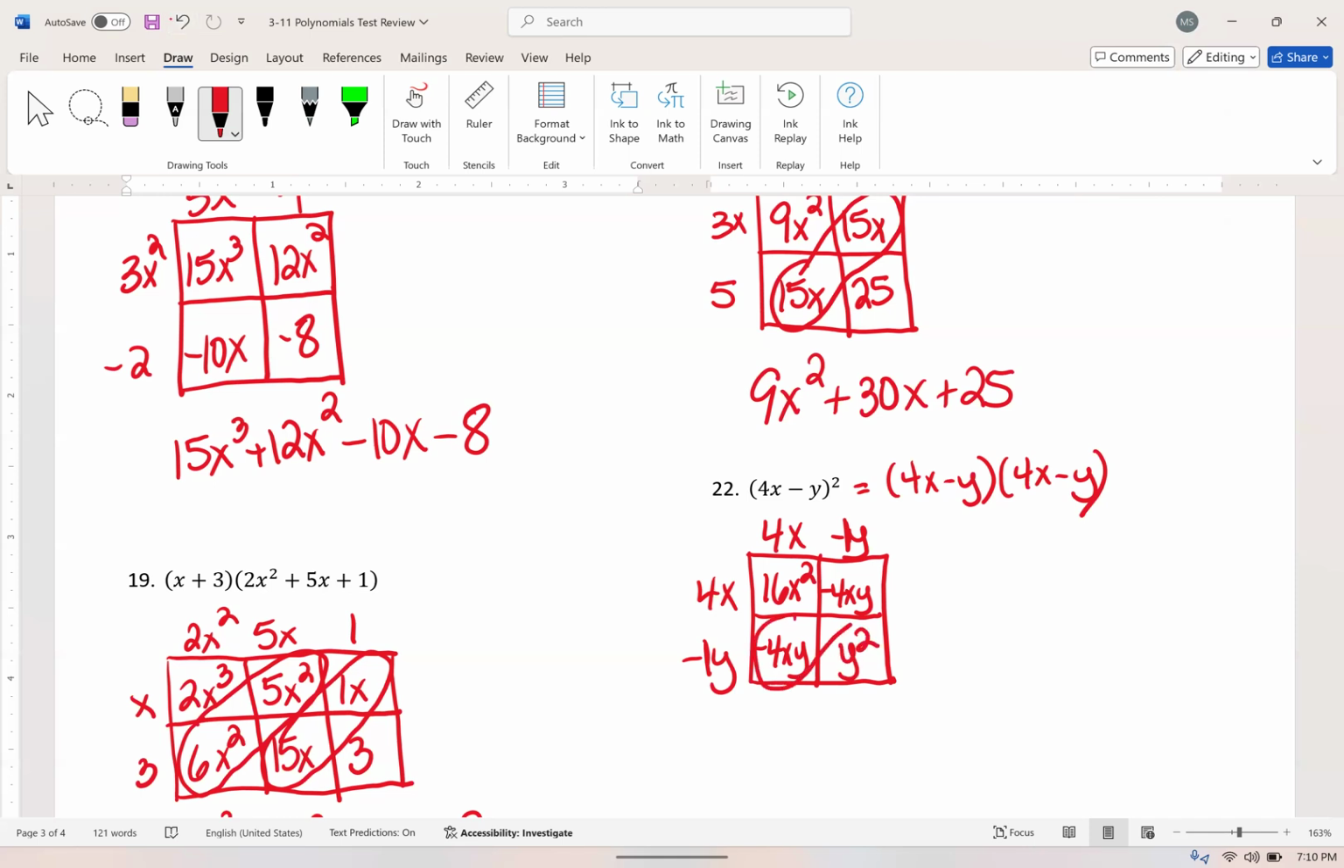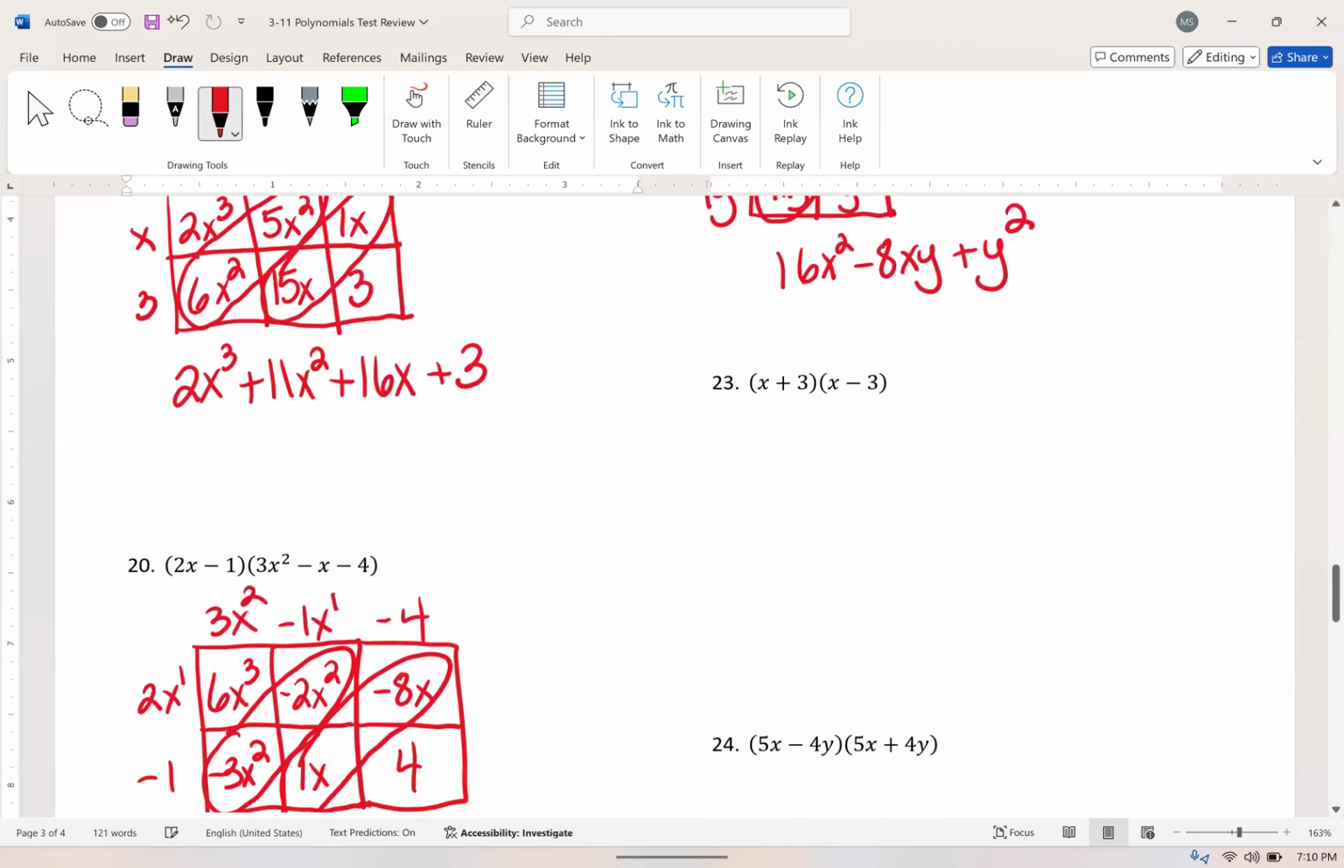There is something to combine together here. So we have 16x squared. Negative 4 and negative 4 is negative 8xy. And then positive y squared. All right, let's take a look at number 23.